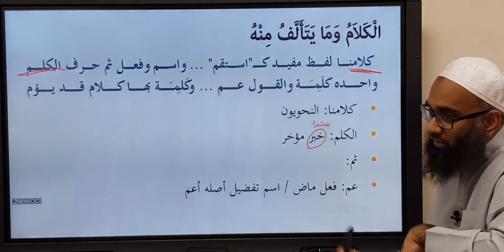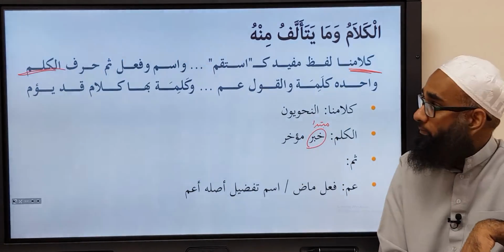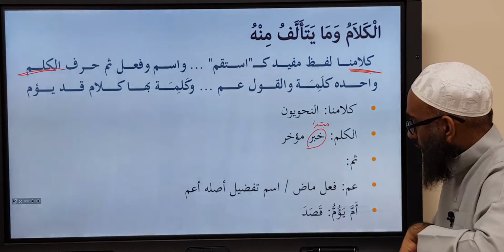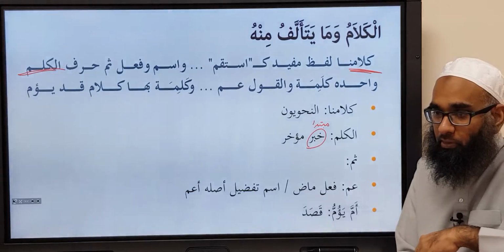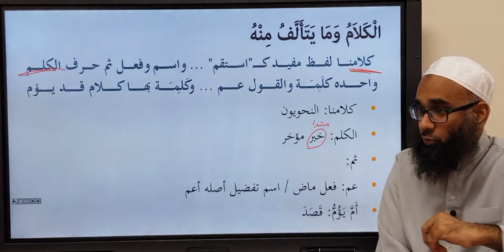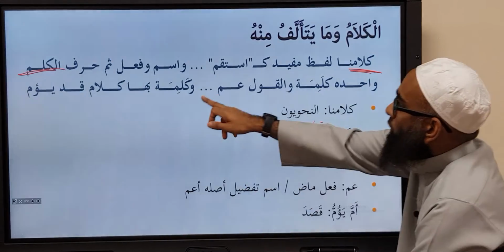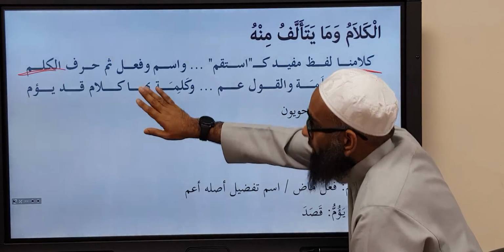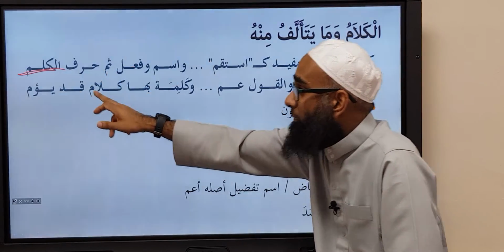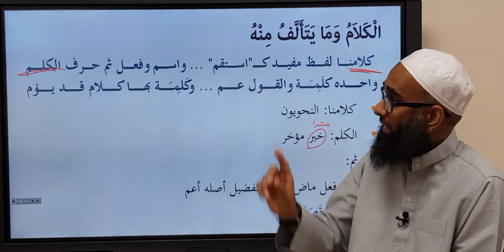Or it can be a fa'il madhi: والقول أم. وكلمة بها كلام قد يؤم. Amma yaummu, who's the imam? The one who is intended, like he's made the head. So what he's saying here, وكلمة بها. So كلمة is the mubtada. And كلام بها كلام قد يؤم is the khabar.